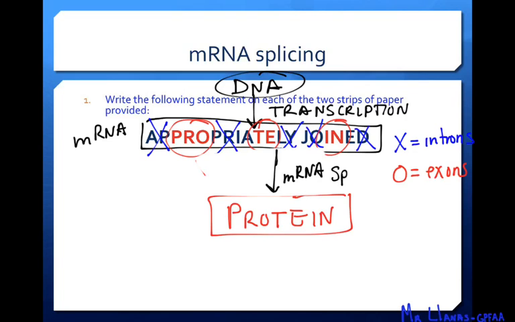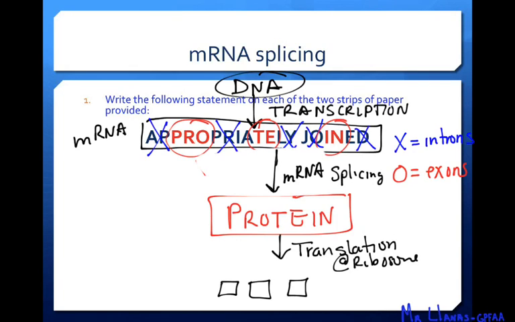And this process is called mRNA splicing, because we're cutting mRNA into smaller pieces. We're taking out the introns and leaving the exons in there. Once the exons are together, they can get translated outside of the nucleus. Translation happens at the ribosomes, and polypeptides are made. We know that all these amino acids are going to be connected, and when the amino acids are connected, they make a polypeptide, or in other words, a protein. So that's mRNA splicing.